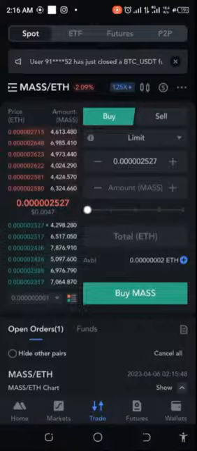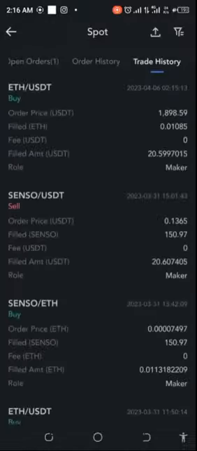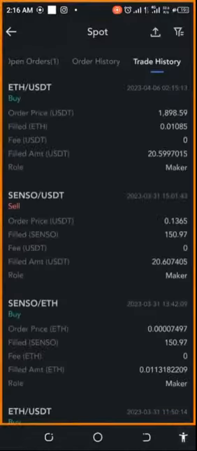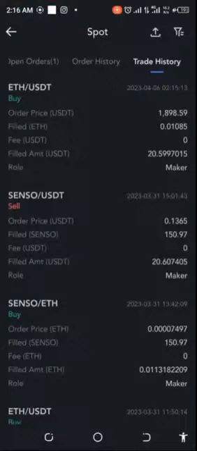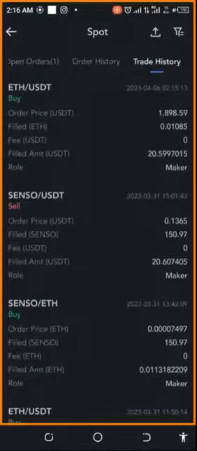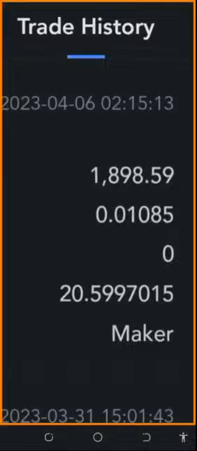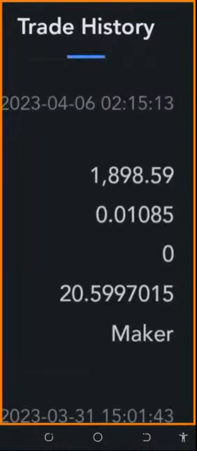So let's go to the trade history and see how much we bought ETH at. And that's what we're going to use to go ahead with this. So we bought ETH at 1898. Am I sure? Oh, we bought it at what? At what level? Oh, sorry, the order price. Oh, yeah, the order price was 1898.54.